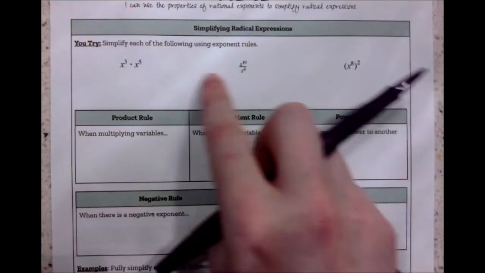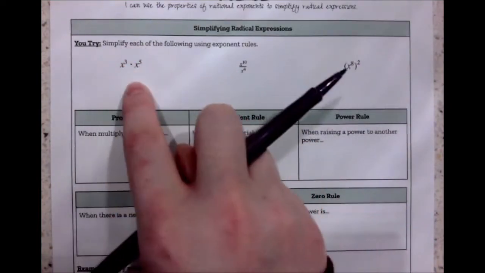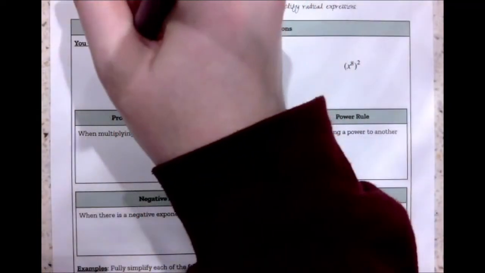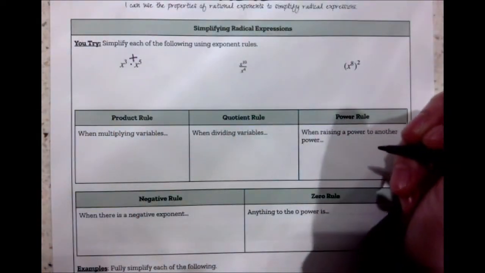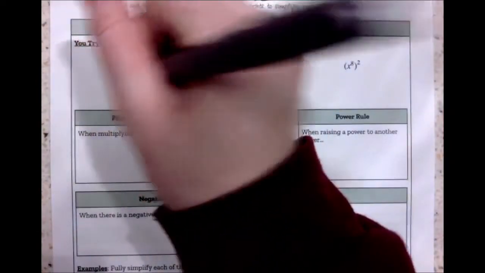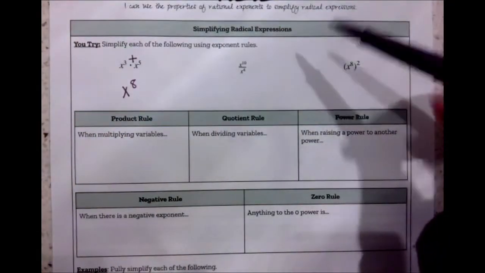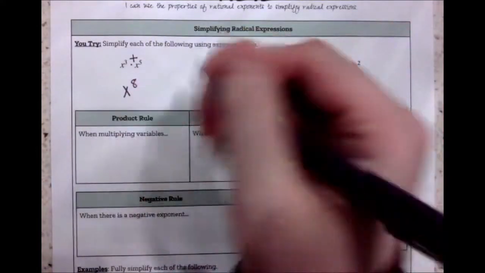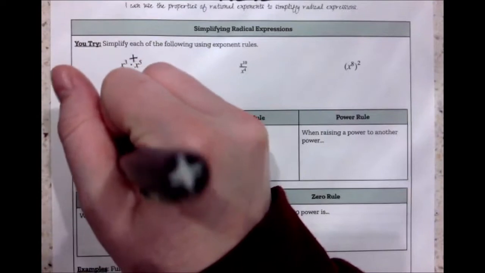So for each of these, we have something different going on. This first one, we are multiplying our variables, and we add exponents in that situation. So we have x to the 8th power here. And I'm going to go ahead and write that rule right here so I can remember. So the product rule, whenever I'm multiplying variables, I add exponents.